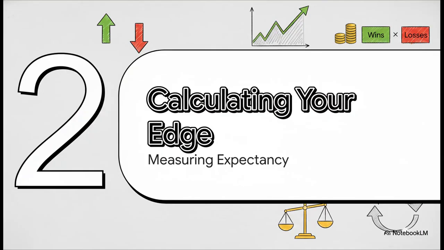All right, so now that we have our yardstick, our R, we can start using it to measure something way more important than a simple win rate. We're talking about your system's expectancy. This is how you find out if you actually have a mathematical edge in the markets.